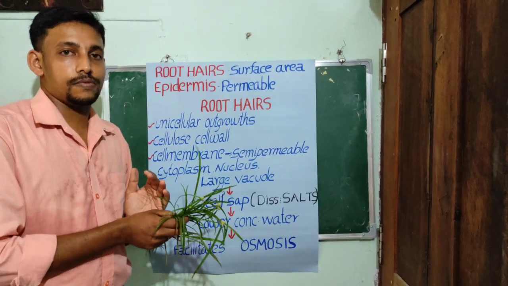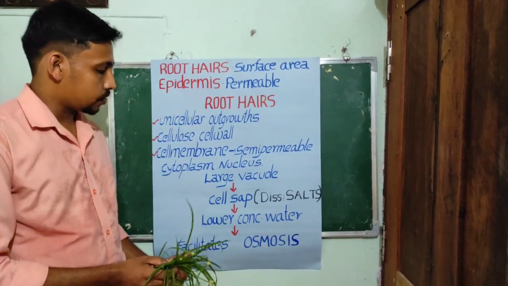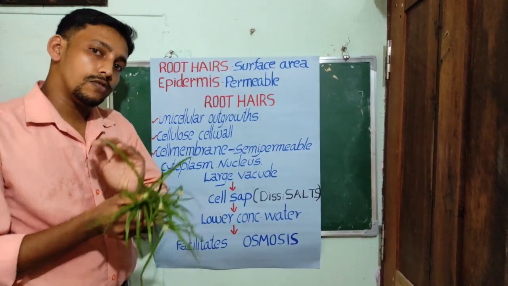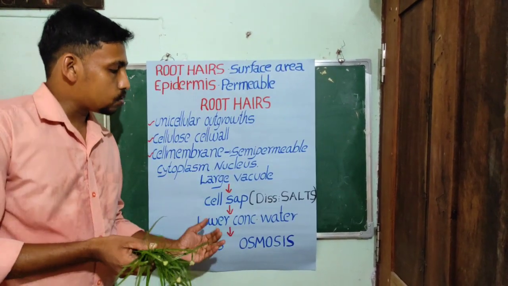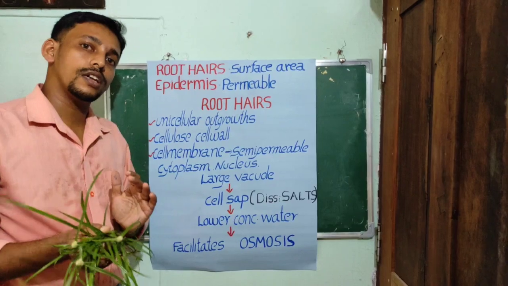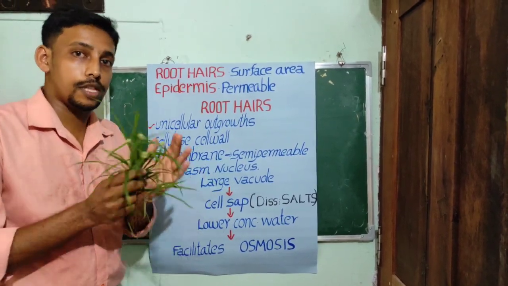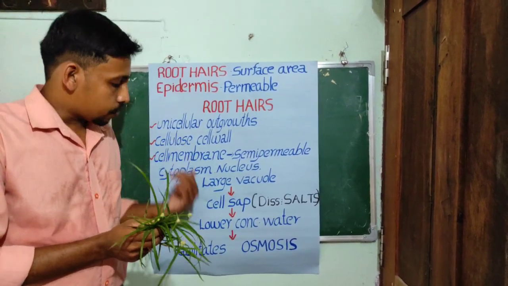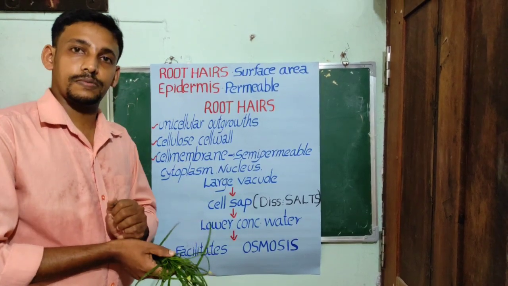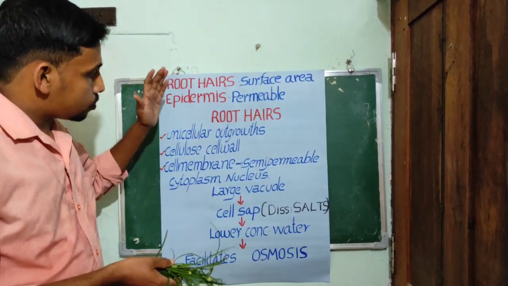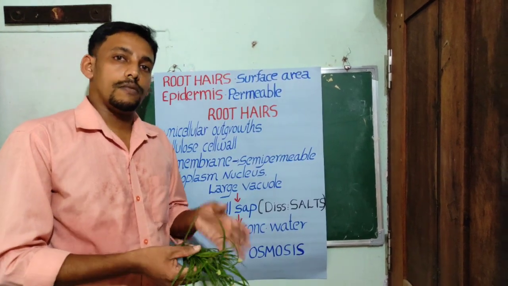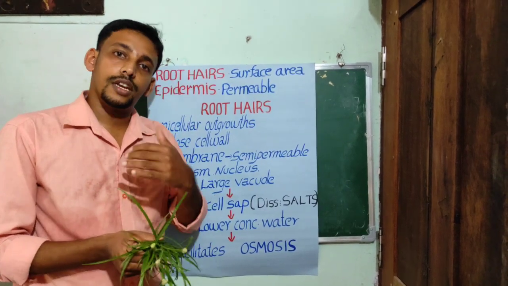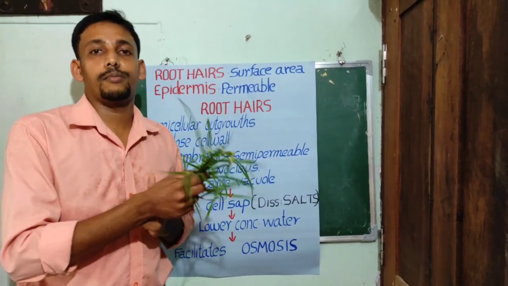And this type of condition, this environment, facilitates what? The process of osmosis. That means the water from outside comes into the root hair. That means the water can be absorbed by these root hairs by the process of what? Osmosis. Okay, so this is the speciality of these roots.